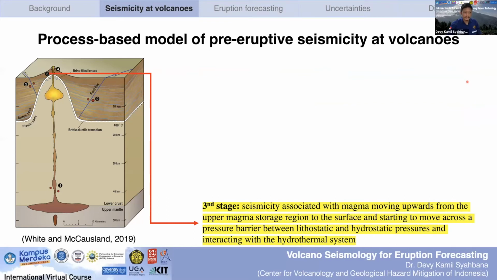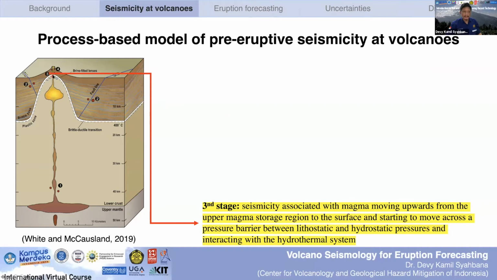So the third stage, you see that it's shallower. The seismicity in this region is associated with magma moving upwards from the upper magma storage to the surface, and it is starting to move across a pressure barrier between the lithostatic and hydrostatic pressures. So when the plastic and brittle zones, the brittle-ductile transition, are passed, then you will have another type of seismicity. And this is the type of seismicity that we are talking about.